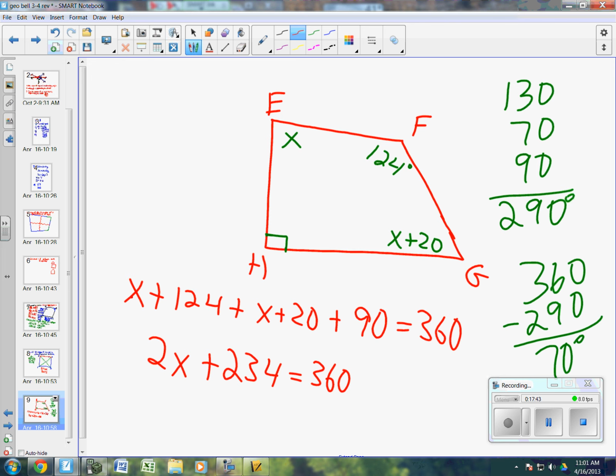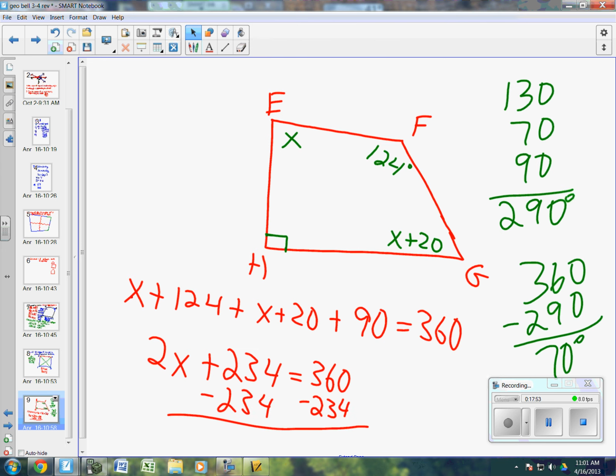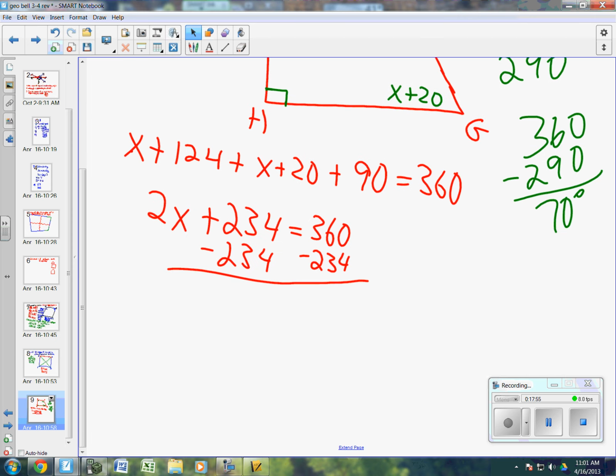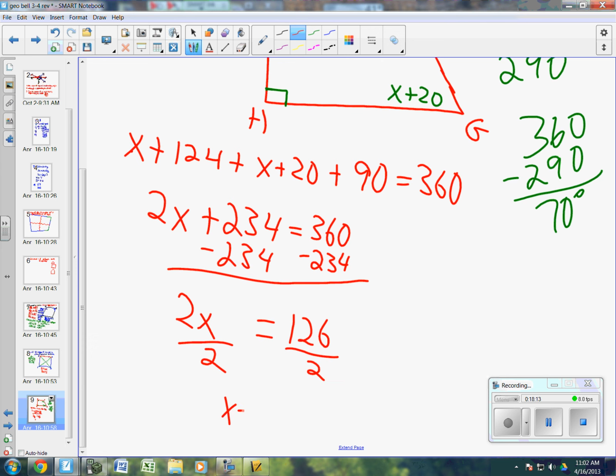Okay, then what do we do? Subtract 234 from both sides. I get 2x equals 360 minus 234. What is that? Someone tell me. Put it in your calculator. 126. Divide that by 2, and you get what? 63 is what x is.